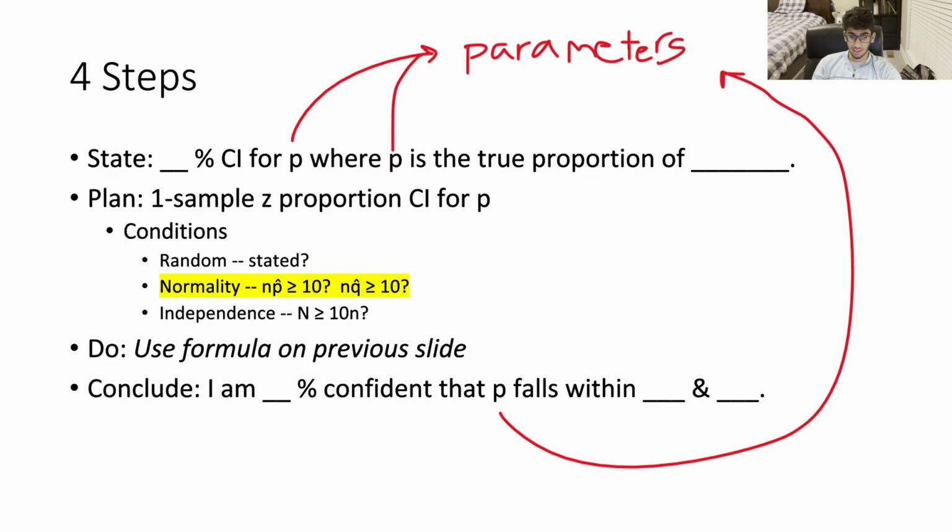Very similar to mean. Instead of mu, you're just putting p for proportion. Remember, you're not putting p hat, because we're trying to find a parameter, so you just use regular p. For plan, one sample z proportion CI for p, that's always going to be that. Conditions are the same except for normality. For normality, you check np hat and nq hat, and they both have to be greater than 10. Then do this formula, and conclude, the same thing.